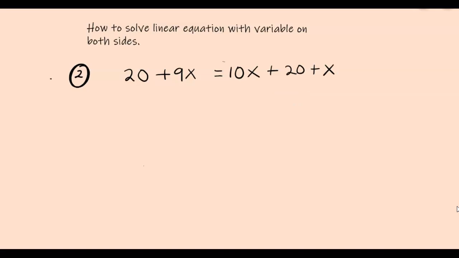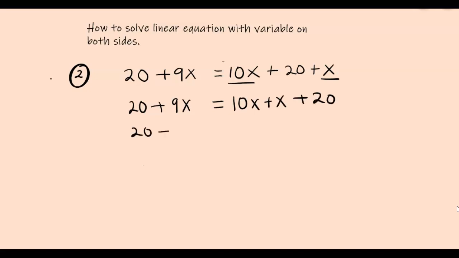So let's rewrite the left hand side. Nothing is going to change. There are like terms on the same side. So let's put it together. There's 1 here. So we bring it closer. So 10x plus x give us 11x.